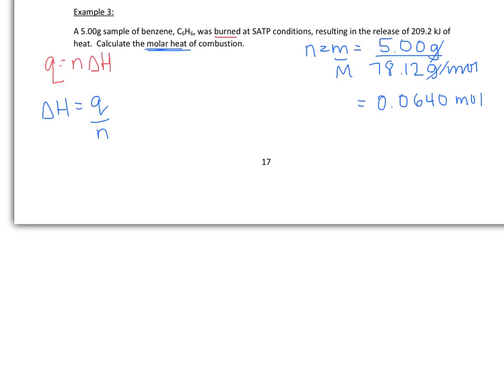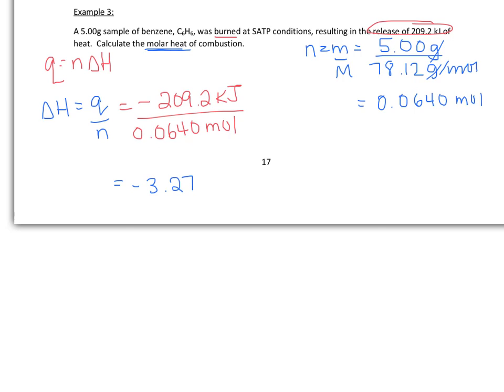We were told that we released 209.2 kilojoules of heat. Therefore, we're going to represent that as negative 209.2 kilojoules to show that it was released. And we just calculated the moles to be 0.0640 moles. Getting an answer to three significant figures, it's negative 3.27 times 10 to the 3 kilojoules per mole. That represents the delta H of this reaction.